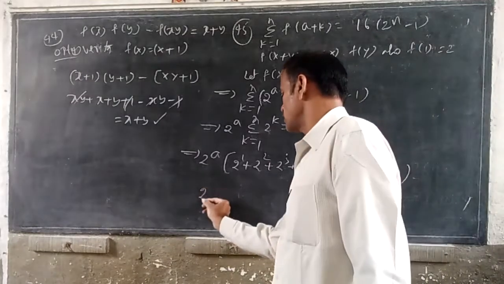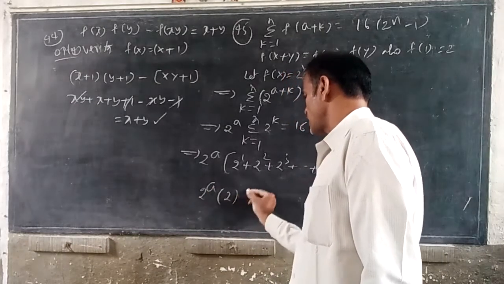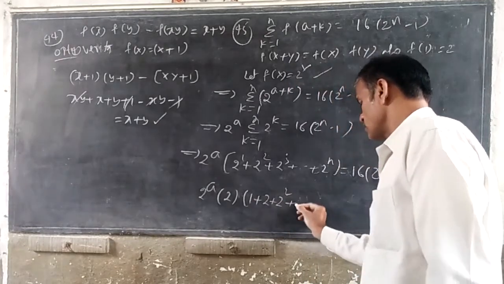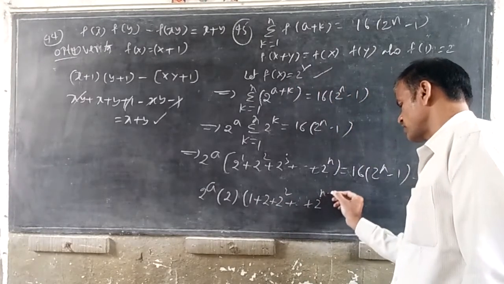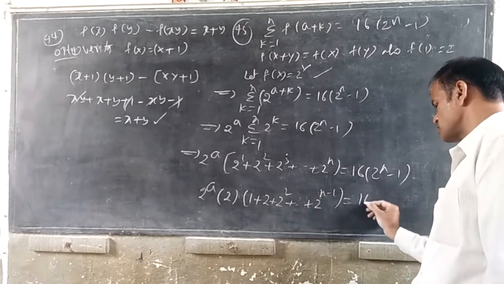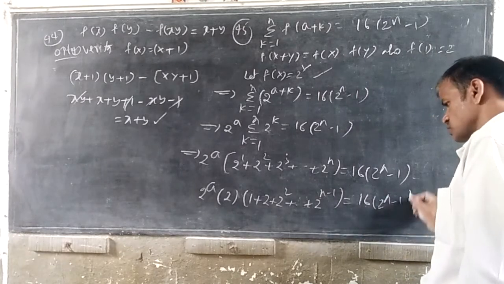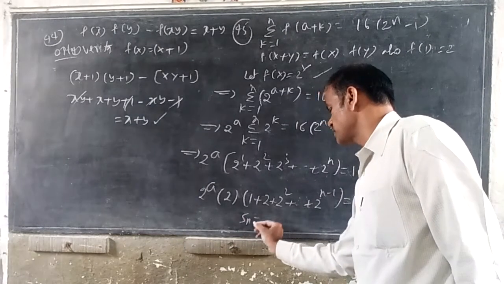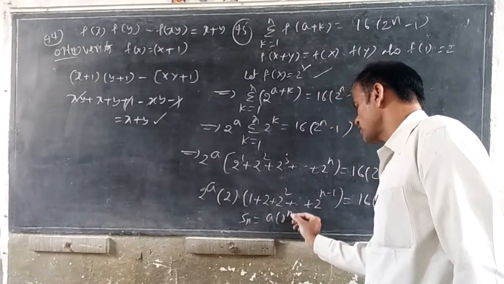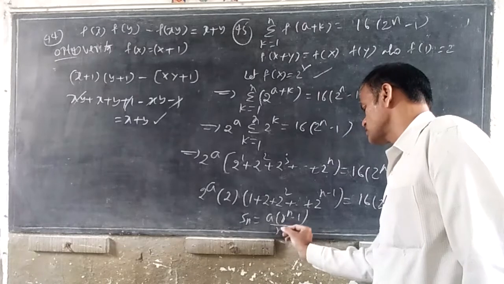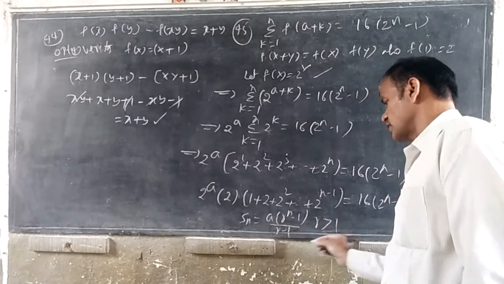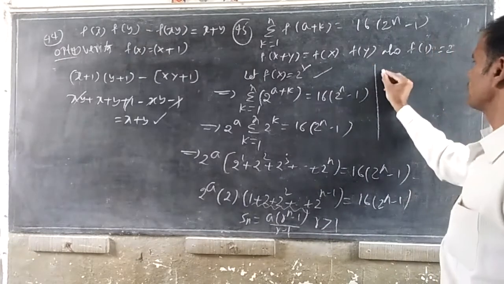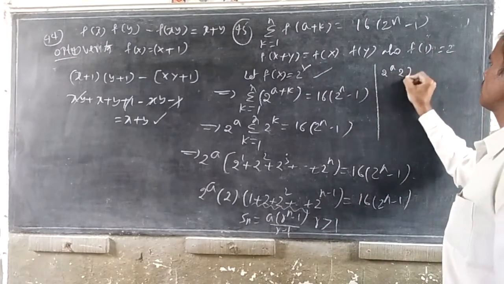So 2 power a into 2, you take common, it becomes 1 plus 2 plus 2 square plus, at last, 2 power n minus 1, is equal to 16 into 2 power n minus 1. The formula of Sn in GP is a into r power n minus 1 by r minus 1 when r is greater than 1. Here 2 is greater than 1. That is why you can write here 2 power a into 2.